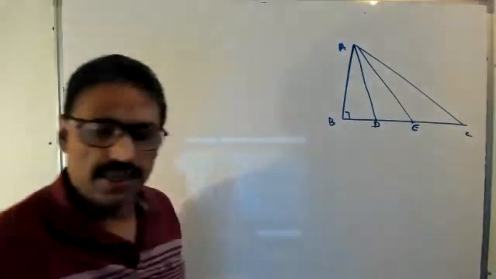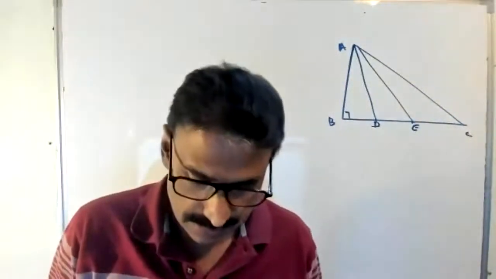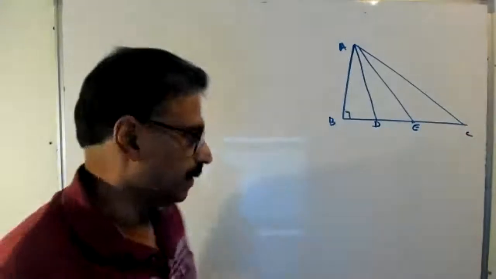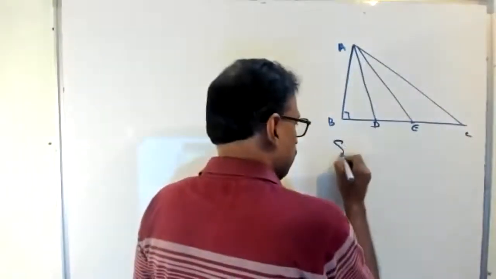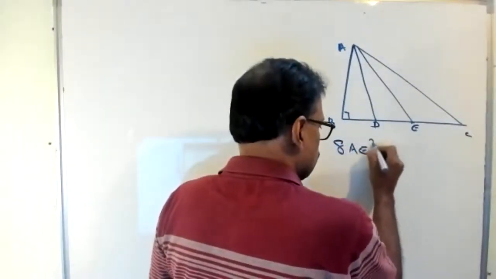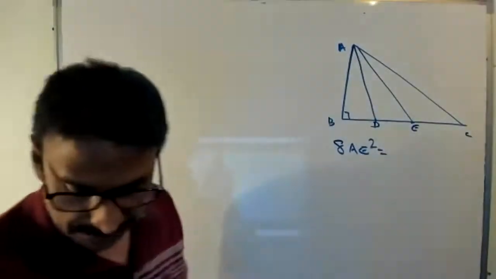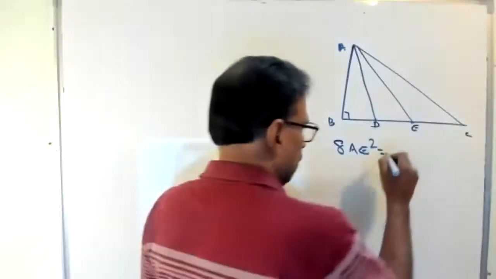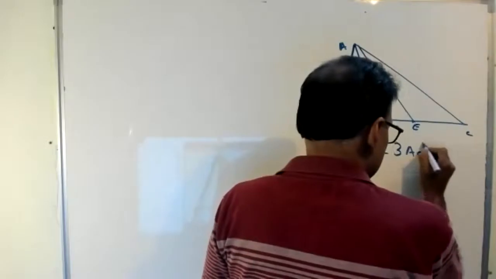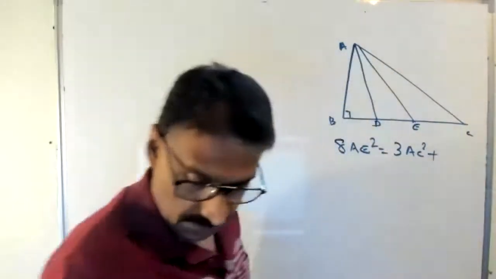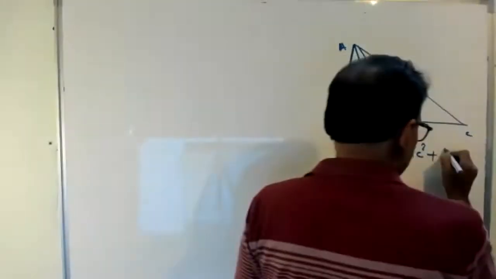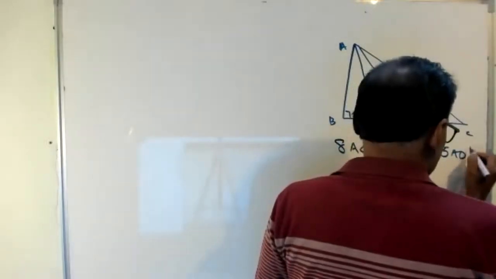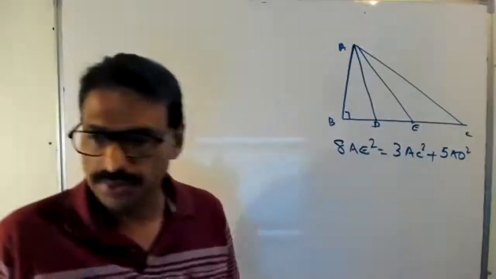Points D and E trisect BC. Prove that 8AD square equal to 3AC square plus 5AD square. Question clear or not?